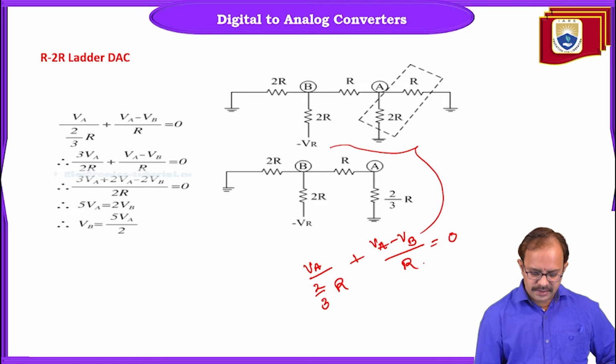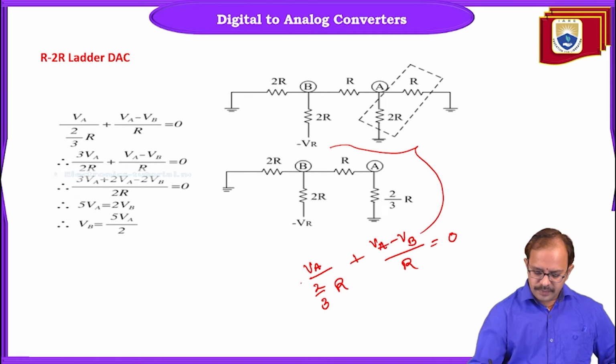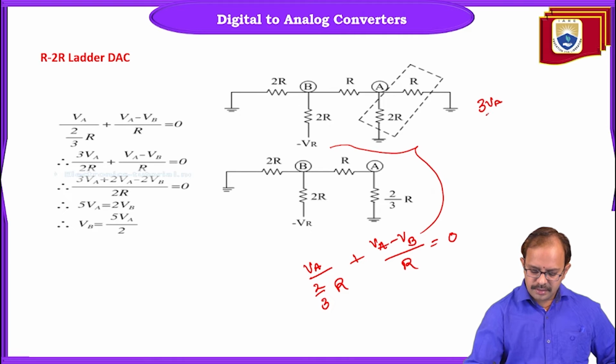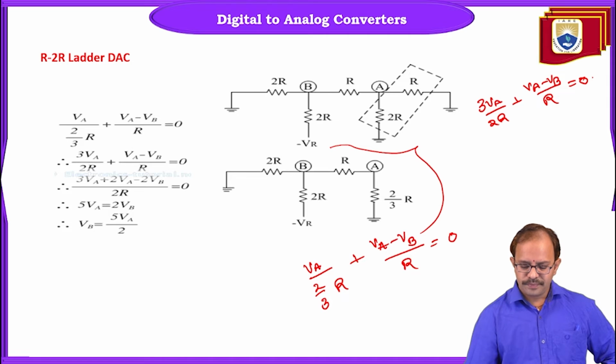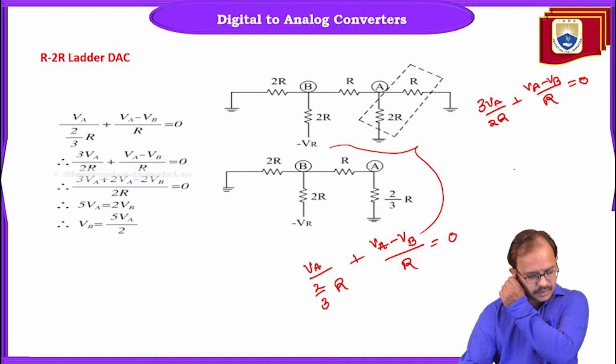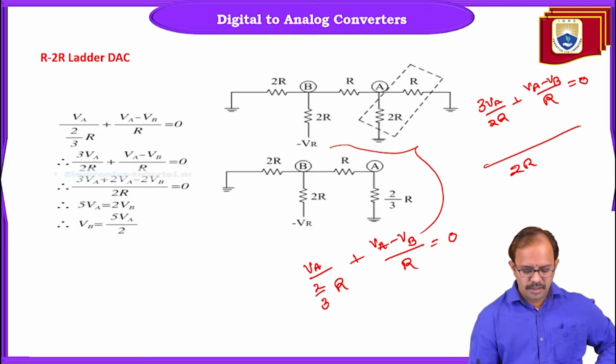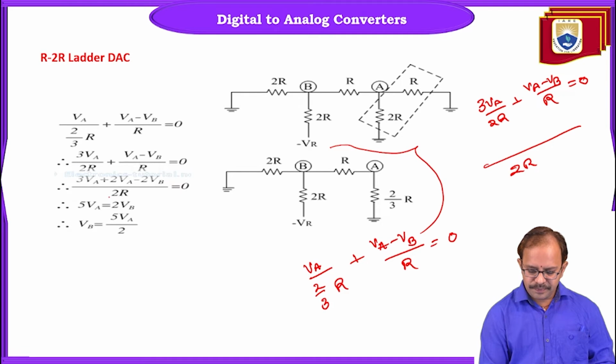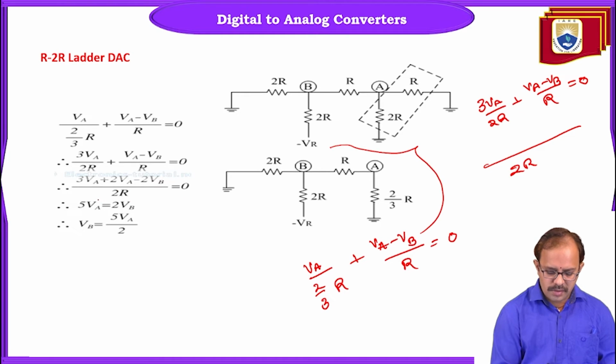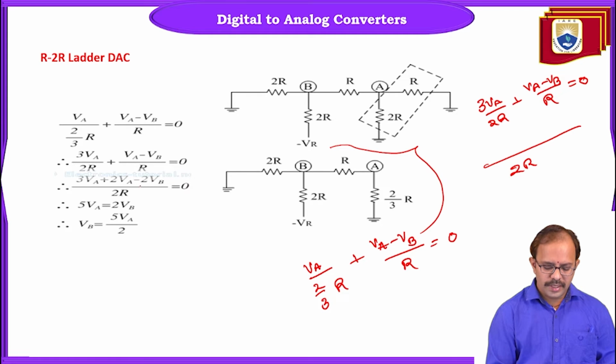Now if we simplify this, it will be 3 VA by 2R plus VA minus VB by R, which is equal to 0. Now if we take LCM as 2R, what is our expression now? Here we are going to have 3 VA plus 2 VA minus 2 VB by 2R equal to 0. Which leads to 3 VA plus 2 VA being 5 VA, and we are going to have minus 2 VB.